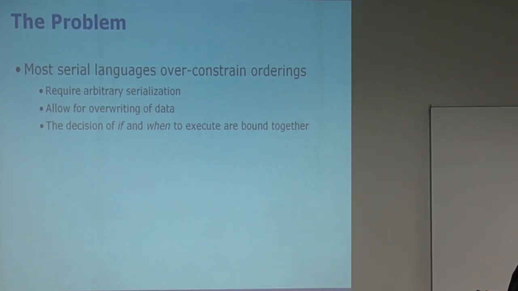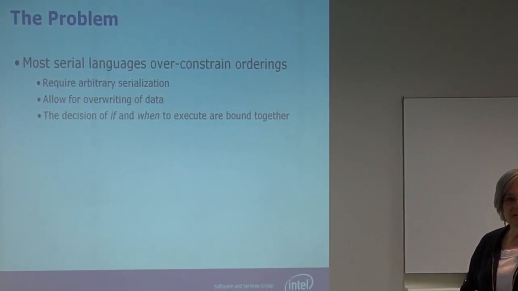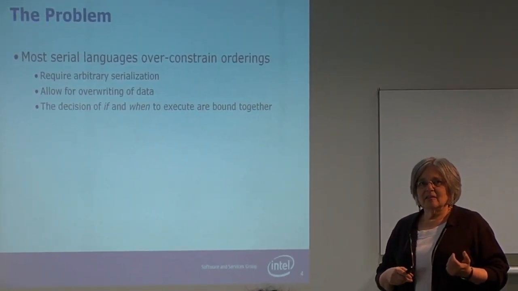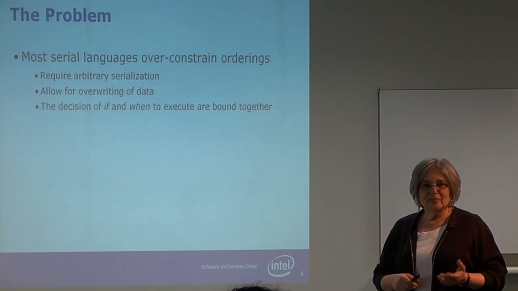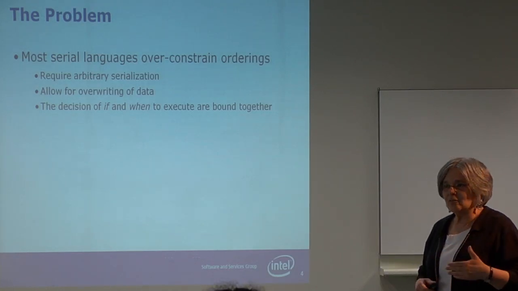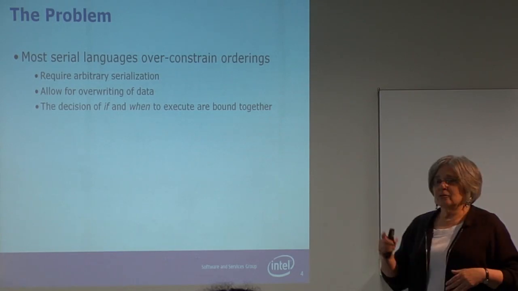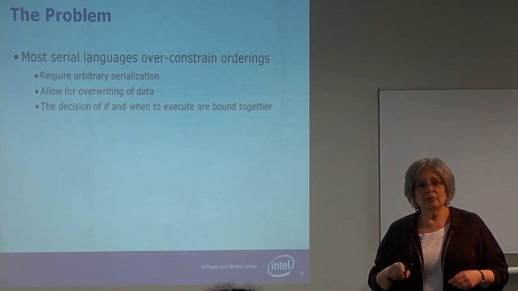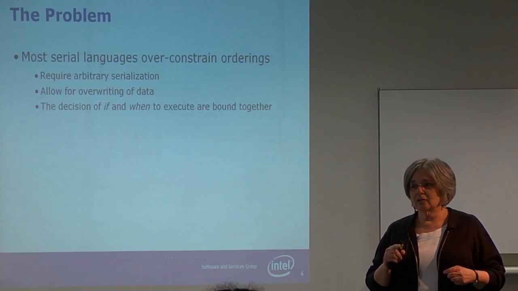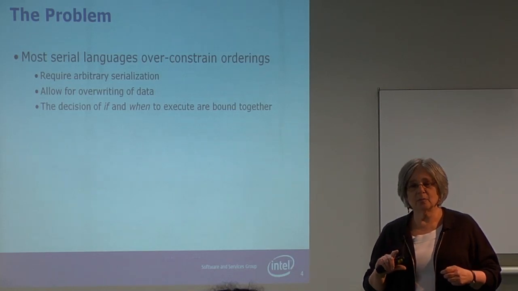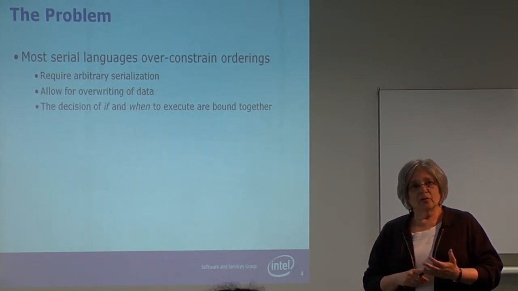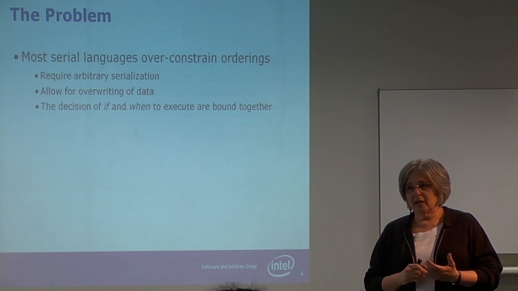And so that's an over-constraint. The programmer probably knew what the answer was, but the language they have to write in doesn't allow them to tell us. The other issue is that as you're going through the program with your control flow, you get to some point in the control, you're about to execute the next block. There's a question of if you're going to execute the code and when you're going to execute it.